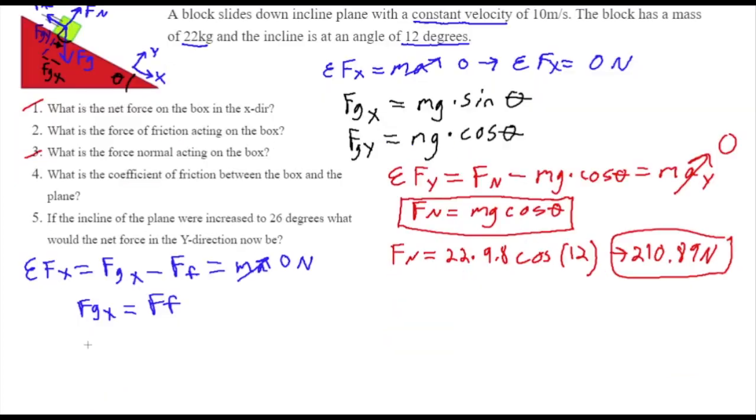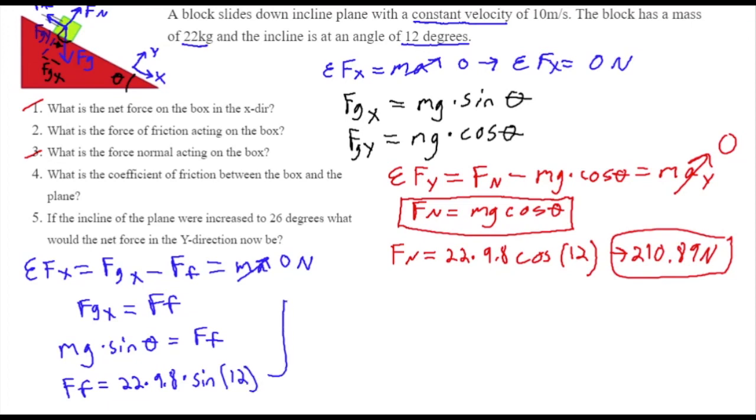So that's just going to tell us that force gravity in the x direction is equal to force friction. And we know that force gravity in the x direction is really just mass times gravity times sine of theta. So we plug in our numbers just like we did when we were figuring out force normal, and we find out that force friction is equal to 22 times 9.8 times sine of 12. That's going to give us a force friction of 44.83 newtons.